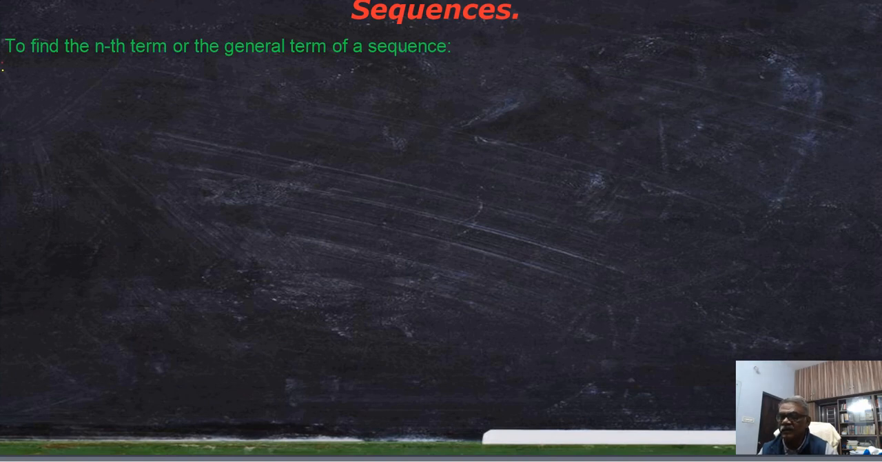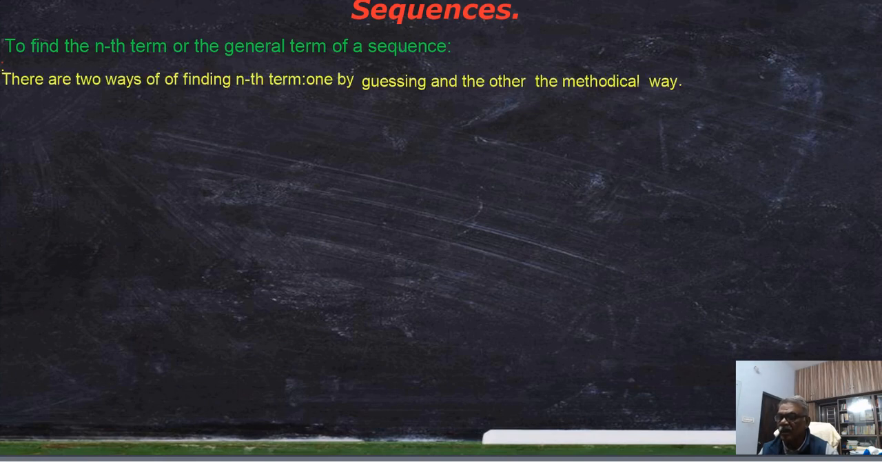In this section, we are going to find out the nth term or a general term of the sequence. To find the nth term or general term of the sequence, we can consider two ways of writing the general term. There are two ways of finding the nth term, one by guessing and other by methodical way.